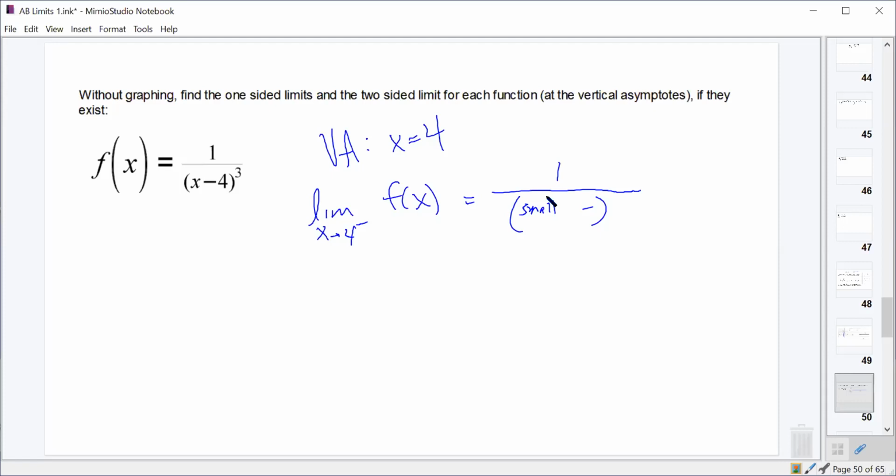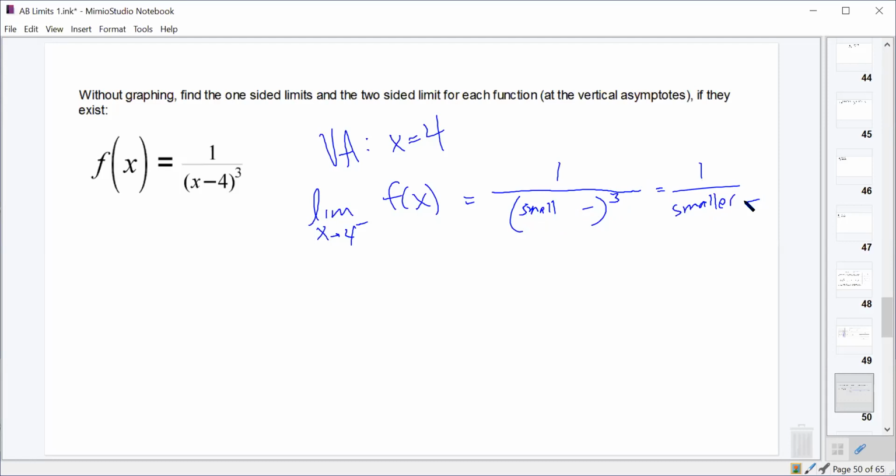Okay. And then we have to cube it. What happens if we take a very small number, a number whose absolute value is between 0 and 1, and cube it? What happens to that number when you cube something? It gets even smaller. And in this case, since it was negative and we cubed it, it should stay negative. We'll say it's an even smaller negative.